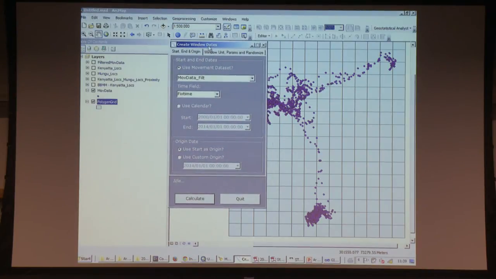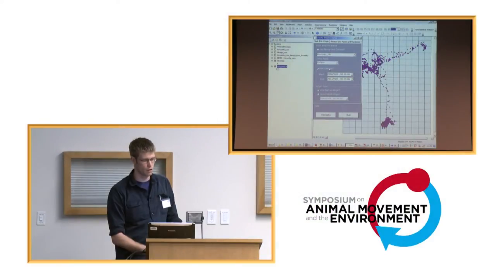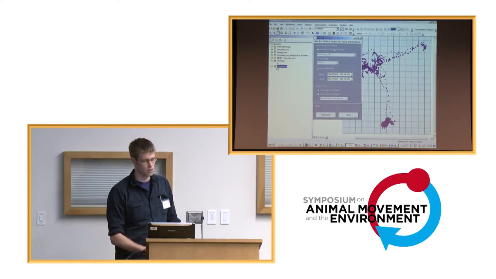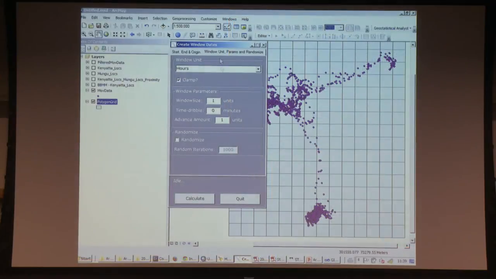So here, for instance, if I wanted to create a file that had monthly start and end dates, so just April of 2014, May, etc., I could do that using this tool. I can select either using a calendar what the start and end dates of the file should be, or I can base it off of an existing movement data set. And then over here, you can select the window unit. So if you want, for instance, a one-day moving window, you would select day.